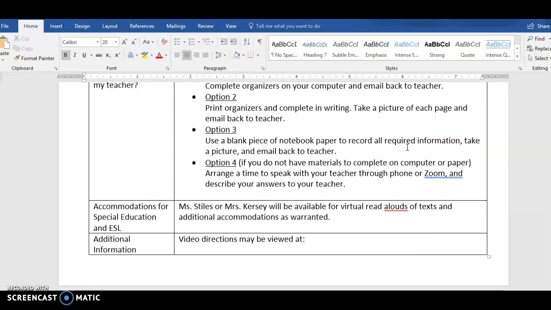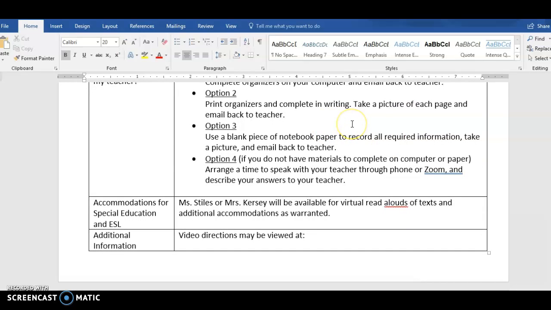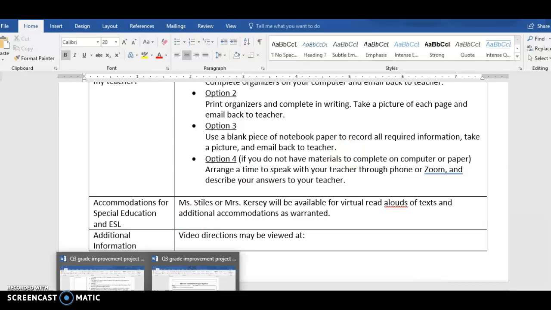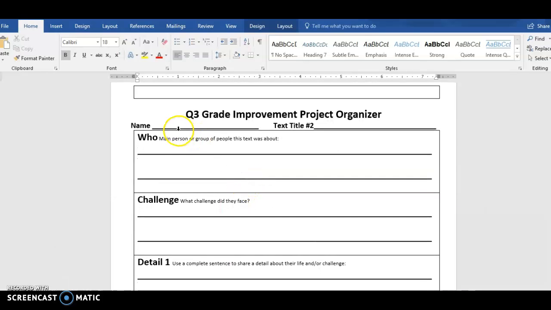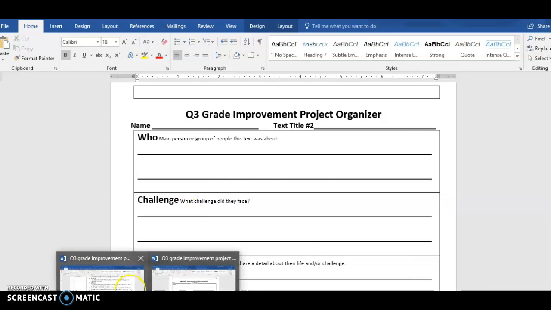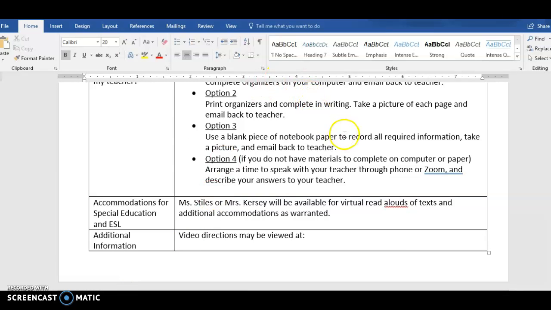Or let's say that you don't have a printer at home that you can use, so you're just going to write your information on some blank paper. What you would do is write those headings down for each one in the graphic organizer that you see here. You're going to write your name, and then the text title, and you just need to include each of these categories: who the person was, their challenge, the 3 details, and your reflection. Okay, so that would be okay if you just want to write it down. And again, you would just take a picture of each of those and send them to us.